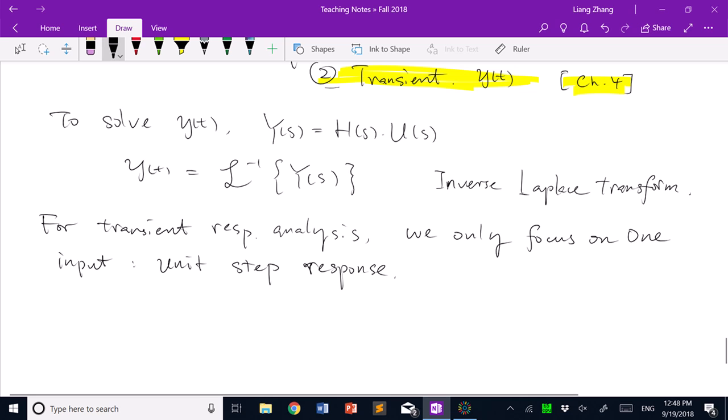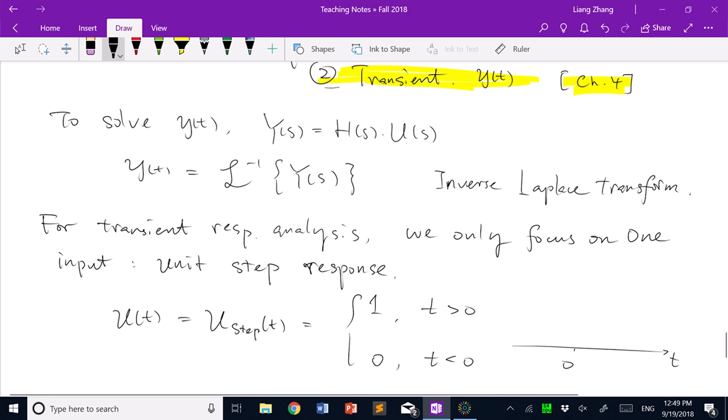And that is when our input is equal to the unit step signal. Okay, it will be 0 before the start of your observation, and it will take value 1 afterwards. So graphically, this is the time axis, this is time 0, so we will have nothing before that, and at time 0 we turn this on.